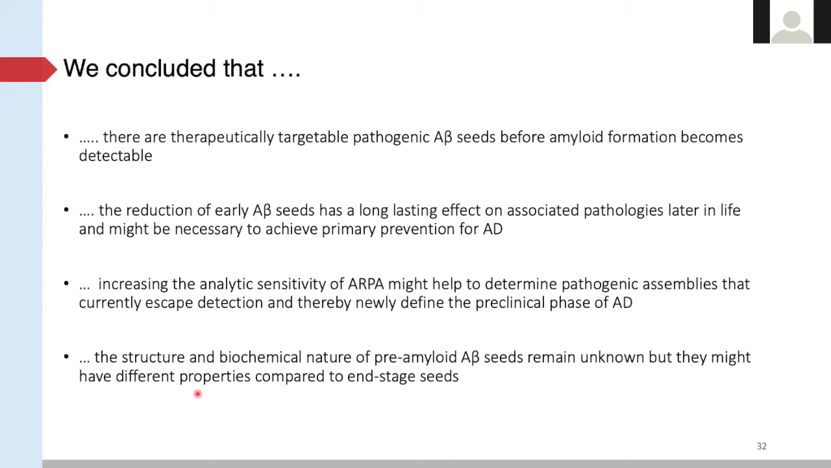Unfortunately, the structure and biochemical nature of pre-amyloid seeds remain unknown, but they might have different properties compared to end-stage seeds. And this is basically also what I'm working on right now in my project. So I'm really curious if I can tell you, I don't know, next year, another paper.